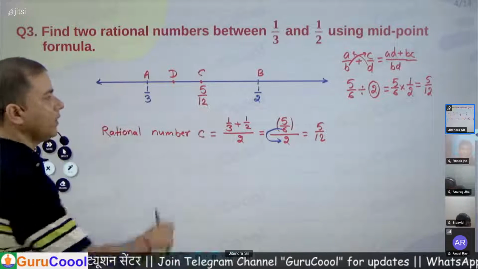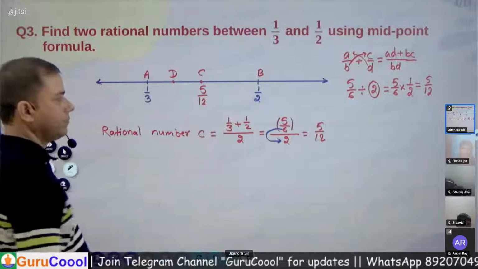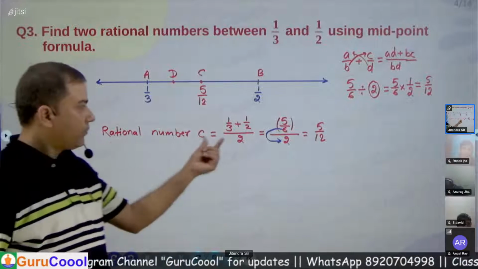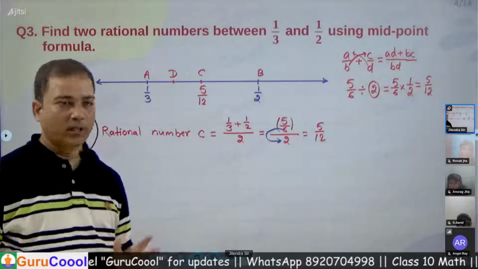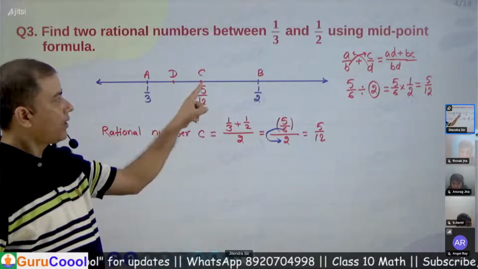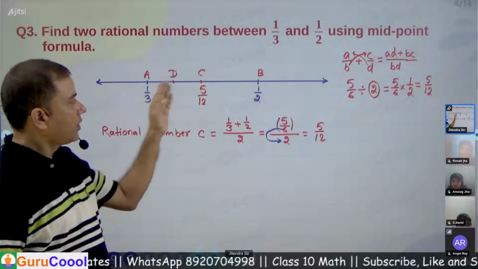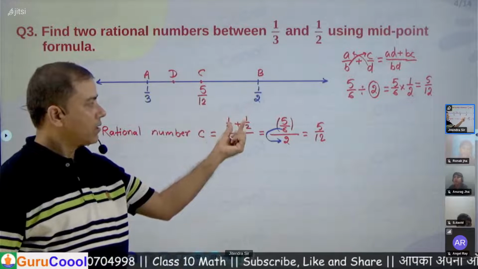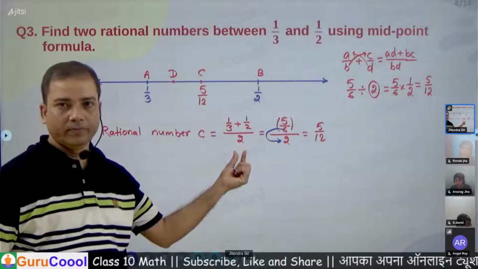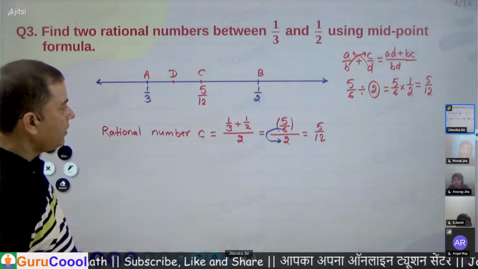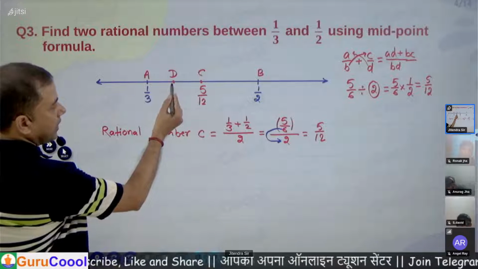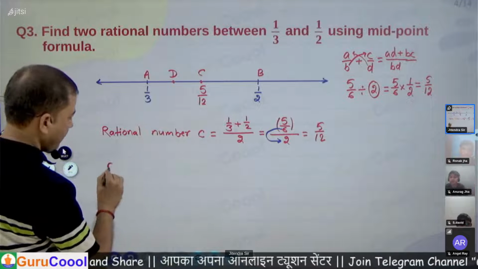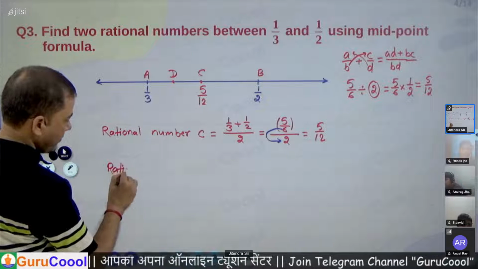This number is 5 by 12. We call this formula the midpoint formula. If you want to find the mid number, add the extreme numbers on the edges. The sum should be divided by 2. Done. Now we have to find one more, that is D.